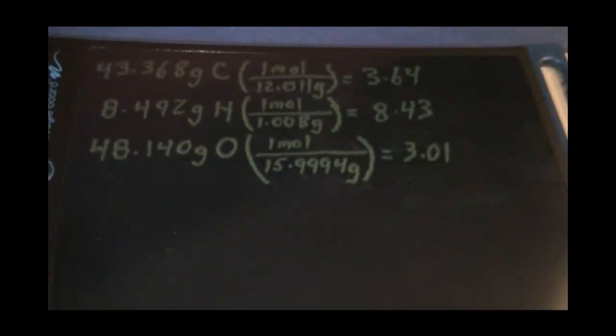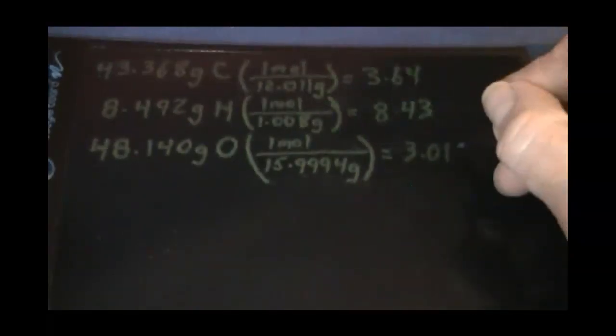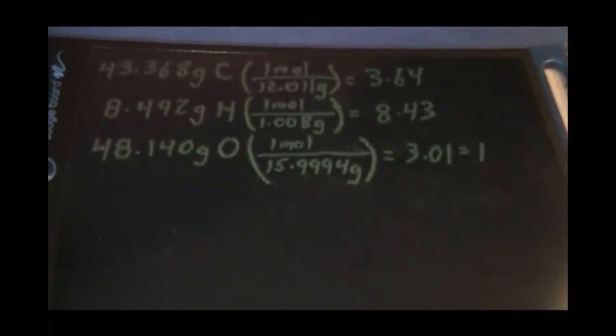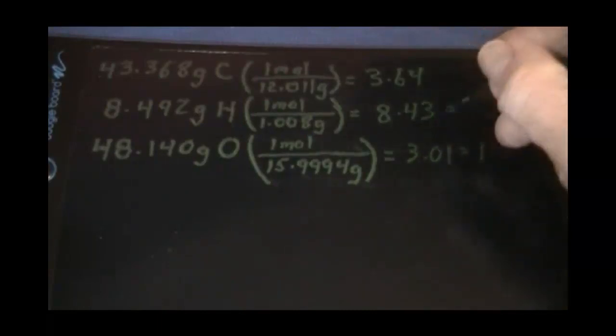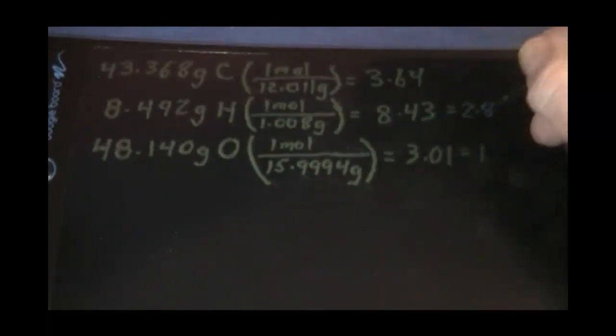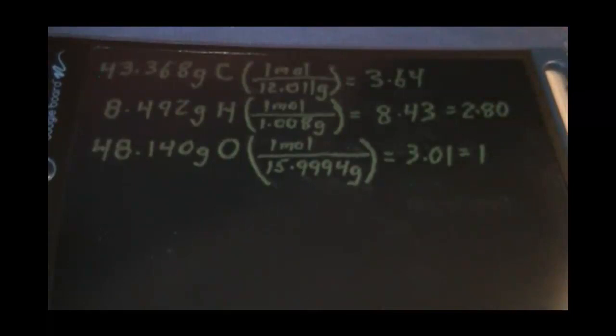Now the next step in order to find the empirical formula is divide through by the smallest number of moles. Well, our smallest number is 3.01. So that one's easy because anything divided by itself is equal to 1. 8.43 divided by 3.01 gives us 2.80. And 3.64 divided by 3.01 gives us 1.21.